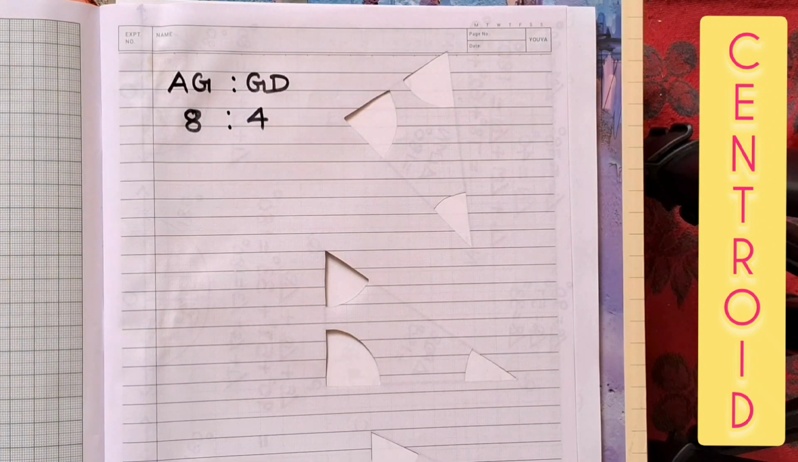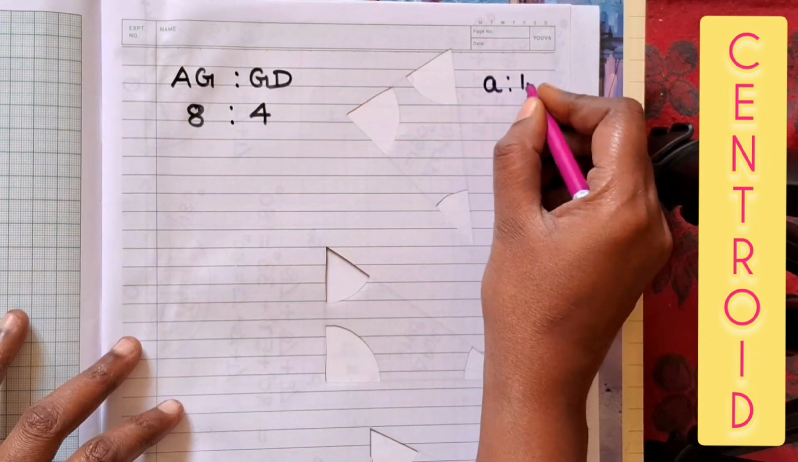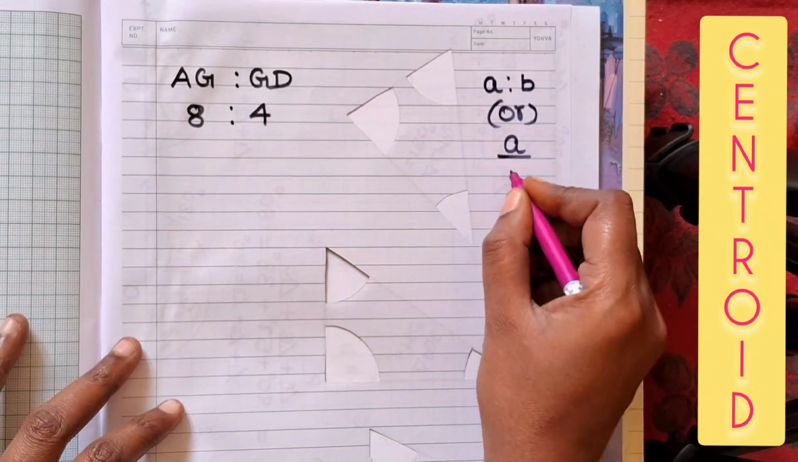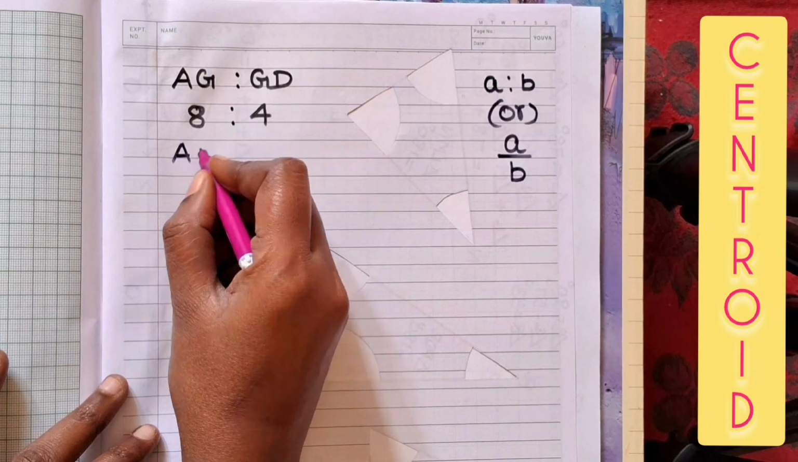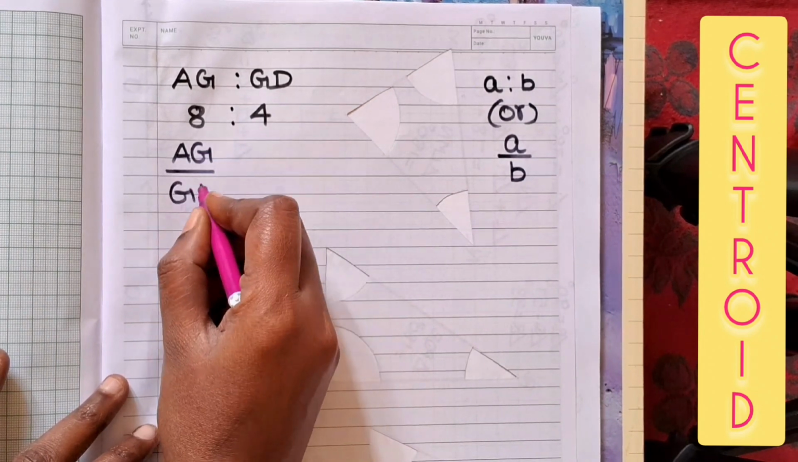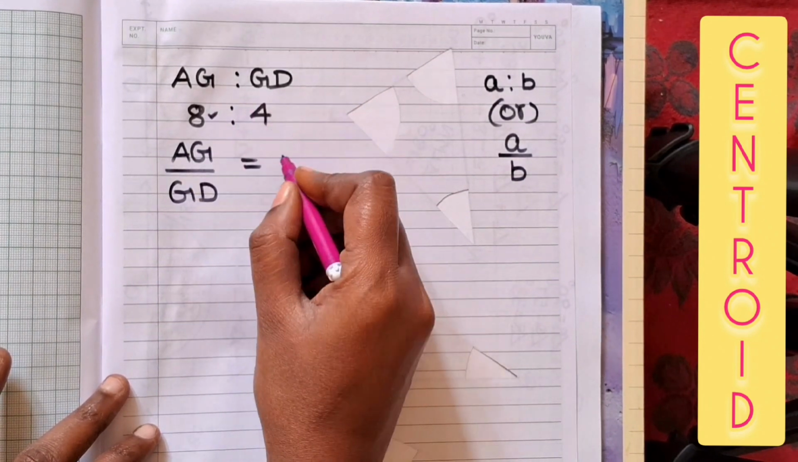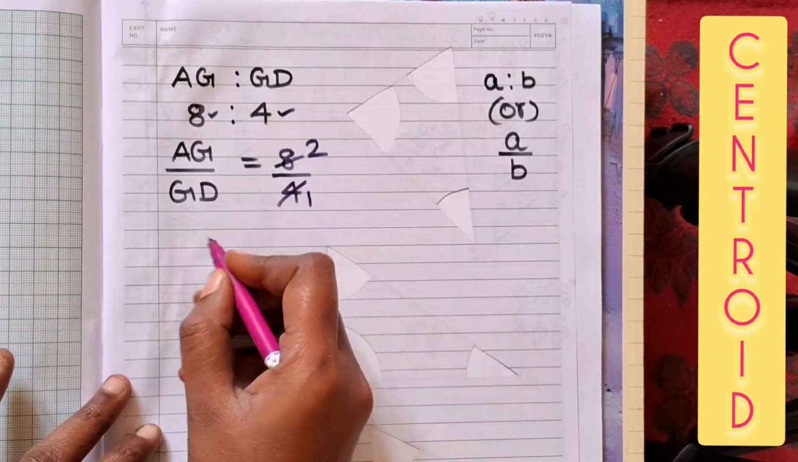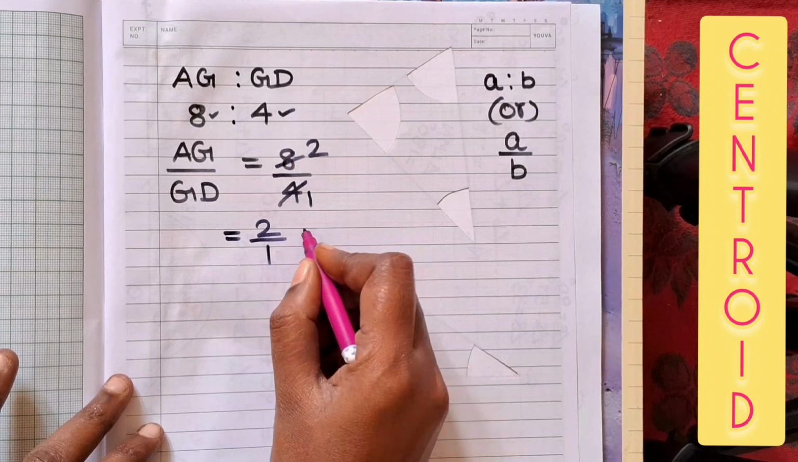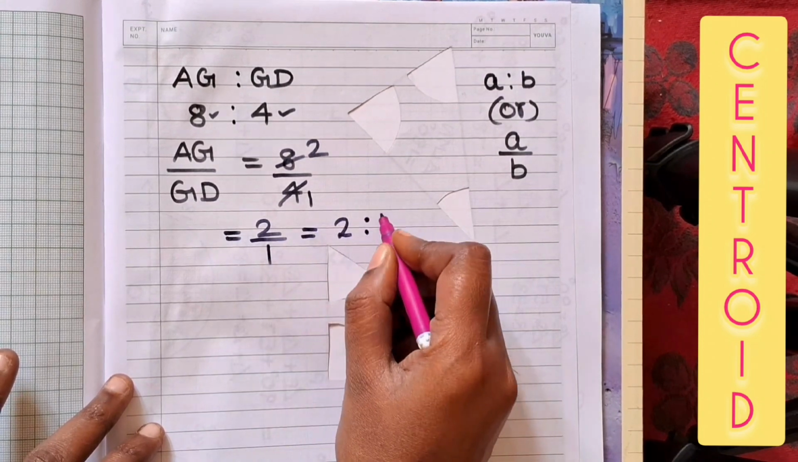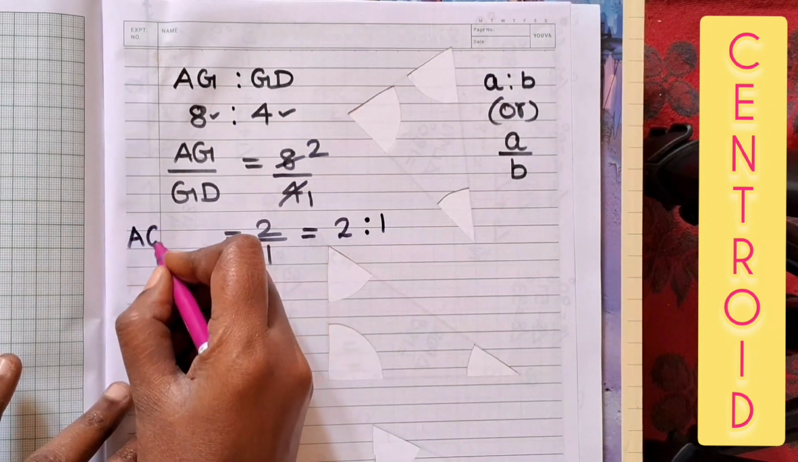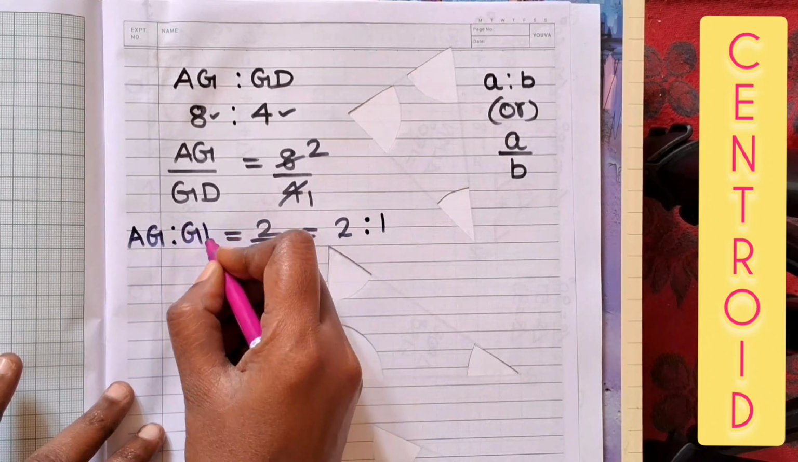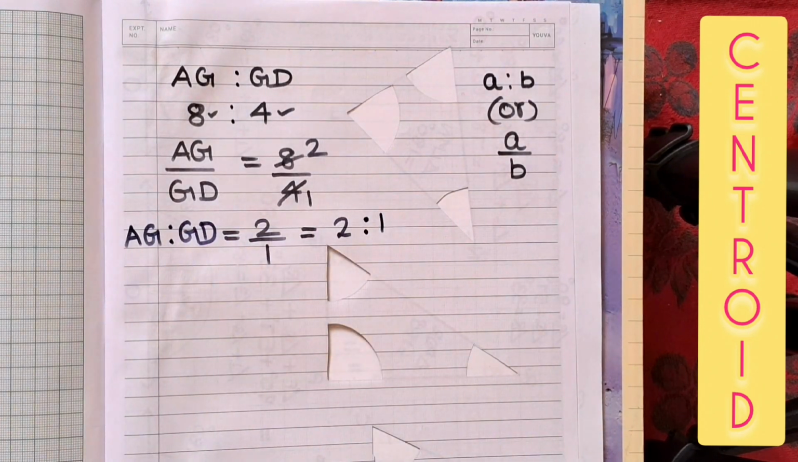We can also simplify this in another method. We all know that A is to B can also be written as A by B. So AG is to GD can be written as AG by GD. So 8 is to 4 can be written as 8 by 4. When you simplify it, you will get 2:1. Therefore, AG is to GD equals 2:1. So we have verified the centroid G divides the median AD in the ratio 2:1.